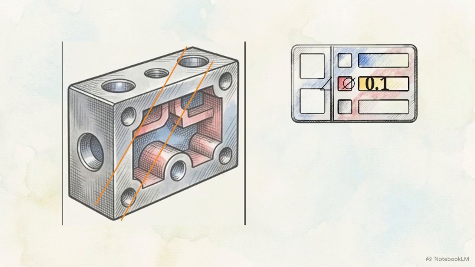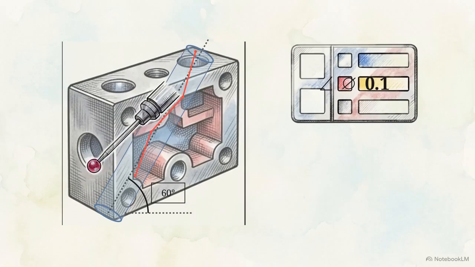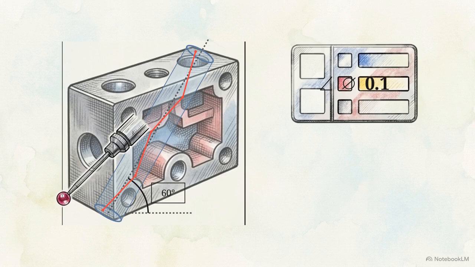We are no longer dealing with two flat planes. The boundary becomes a three-dimensional cylinder, projected strictly along that precise basic angle. Verifying this on the shop floor requires precise metrology. Coordinate measuring machines map the internal points of the physical hole to calculate a derived median line. As long as that calculated axis stays entirely inside the translucent tolerance cylinder, the part is compliant.